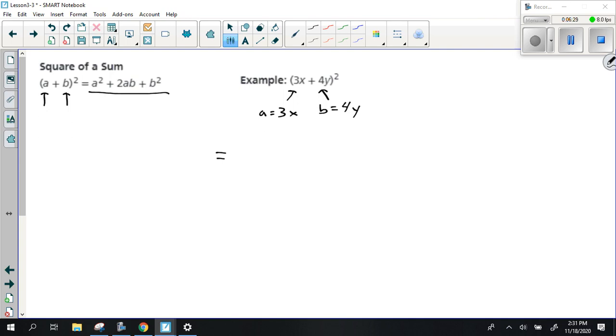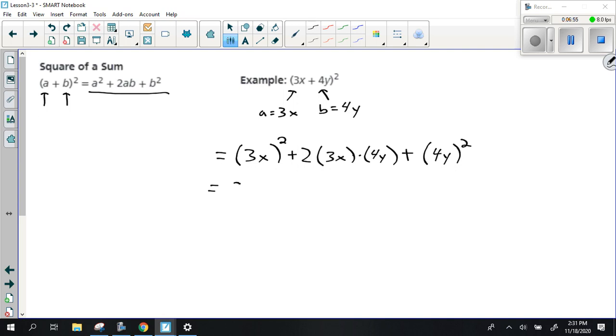people also call it a perfect square trinomial. So here we go. We'll plug that in, 3x. So instead of A, we'll put in the 3x squared, plus 2 times A times B, plus B squared. Let's go ahead and simplify that.